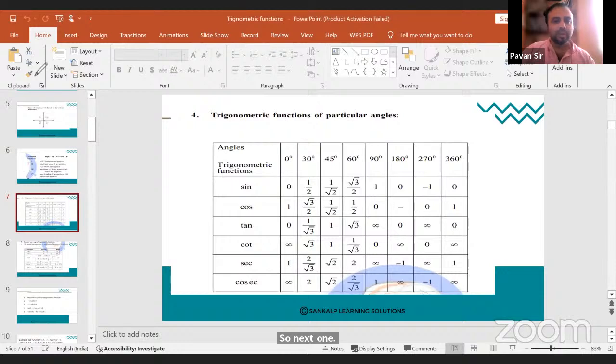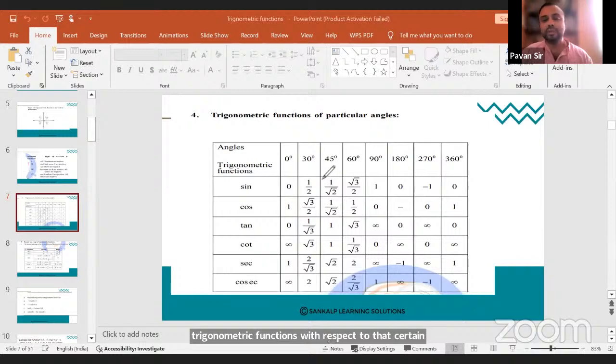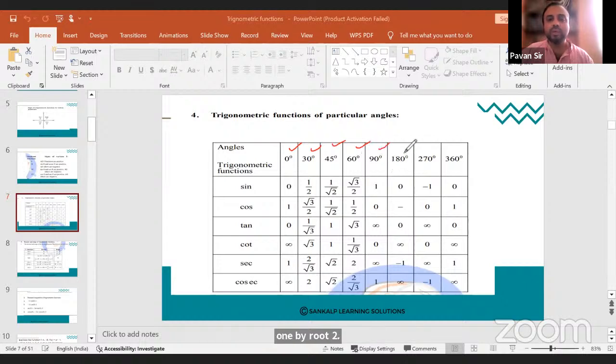In the first year you already learned the trigonometric functions with certain standard values. Sine of 0 is 0. Sine of 30 is half. Sine 45 is 1 by root 2. Sine 60 is root 3 by 2. Sine 90 is 1. And for 180, 270, 360 the values are 0, minus 1, 0 respectively.